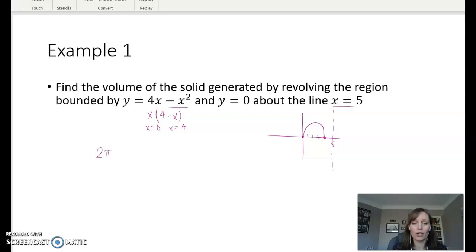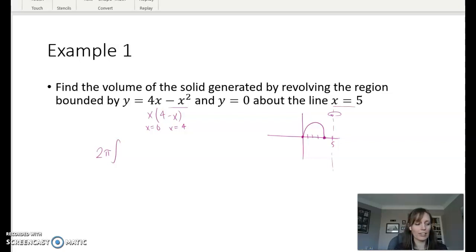So I have 2 pi times the integral, and I need to know my bounds. So we can see that this function is going to go from 0 to 4. Remember, it's getting rotated around this line here. So this is going to give you sort of like a bunt shape. Once you rotate it around, it's going to have a hole in the middle.